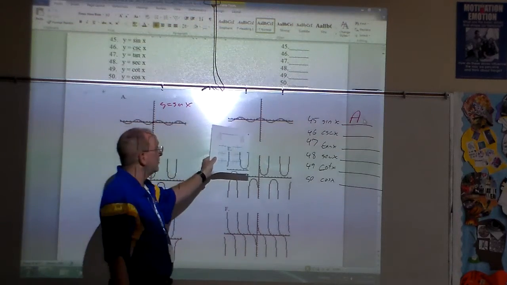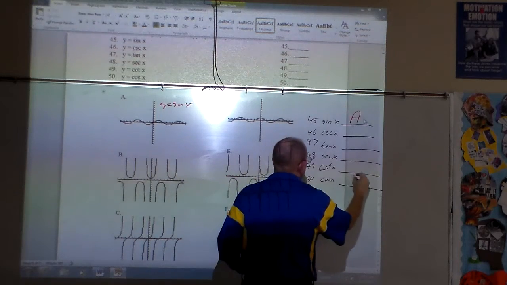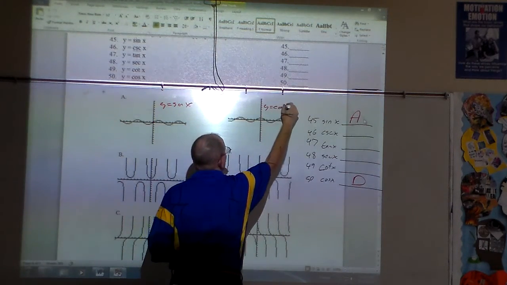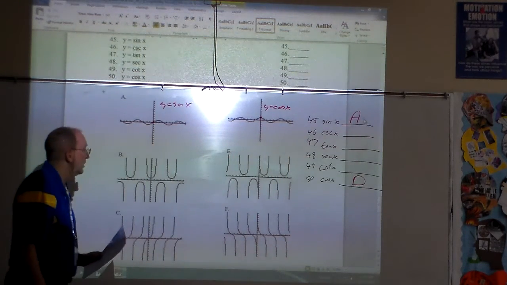So then this is the other wave one. That makes this one BC. This one is D, is cosine x. This is y equals cosine x because it's a graph and it starts at the point (0, 1).